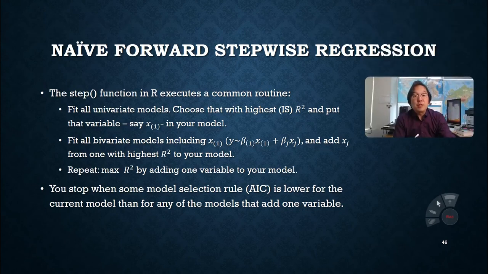Naive forward stepwise regression: the step() function in R executes a common routine. It fits all univariate models, chooses the one with the highest R squared in sample, by the way, and puts that variable, say X1, in your model, okay? And then fits all bivariate models, including X1 and Xj, and adds the Xj with the highest R squared to your model. Repeat that procedure, 3, 4, 5, 6, 7, 8, 9, 10, right? Until you exhaustively run all those variables. You stop when the model selection rule, AIC, is lower for the current model than for any of the models that add one variable. So you hit the AIC minimum, and then the next one, AIC pops up, then you stop, okay? That's the optimal solution, right?